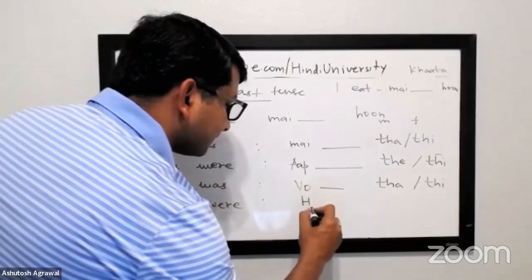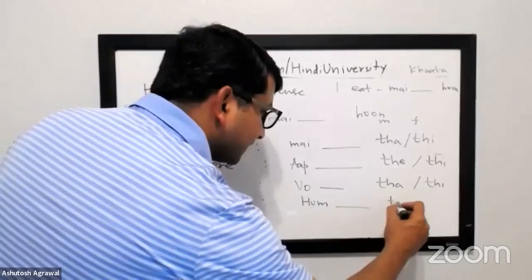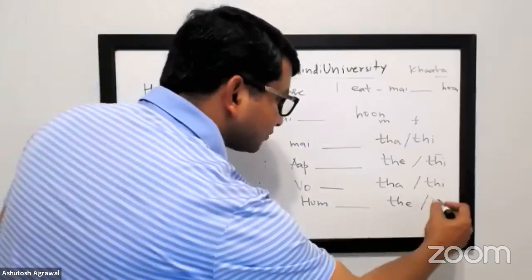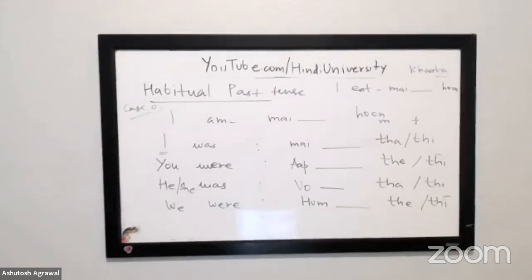Te. Hum te. Okay, hum thi. Very good. So this is also for a girl, it would be hum thi with a nasalized sound. Thi. Okay, hum thi. Okay.